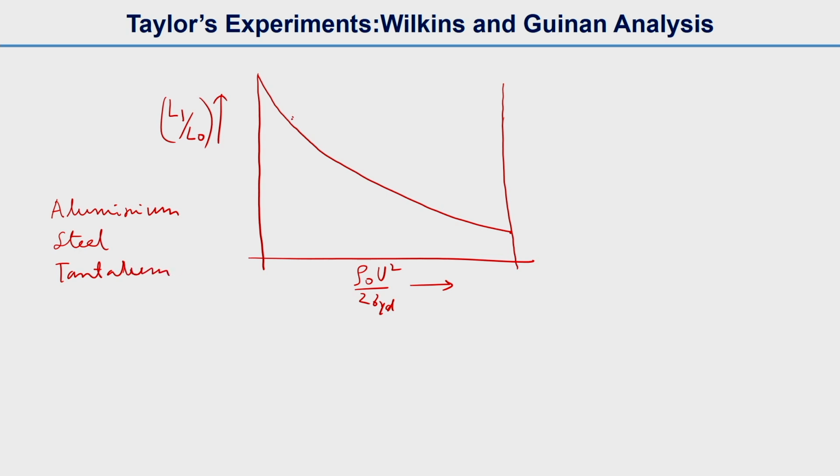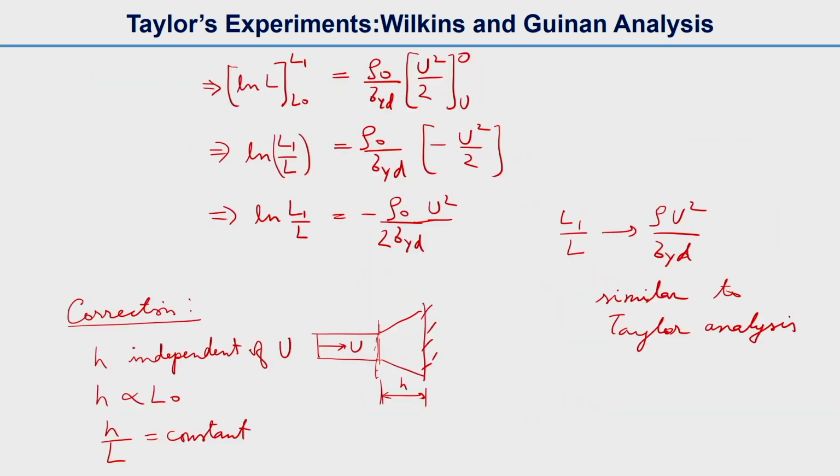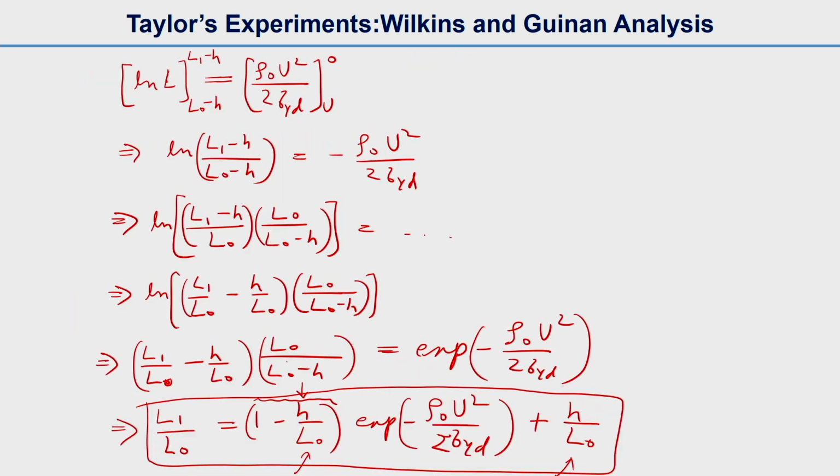They did all the experiments, and they found that for all three materials the experimental results lie very close to this line. That's an important contribution from Wilkins and Guinan, because first they verified that the L1 by L0 ratio is independent of L0, and secondly they showed that H, the thickness of the plastic zone, is independent of the velocity of impact, and that H naught depends only on the initial length L0.